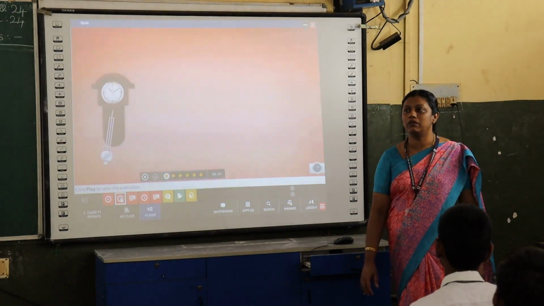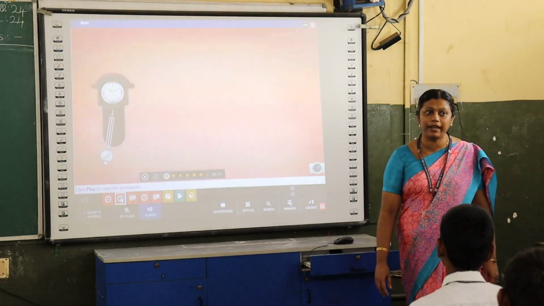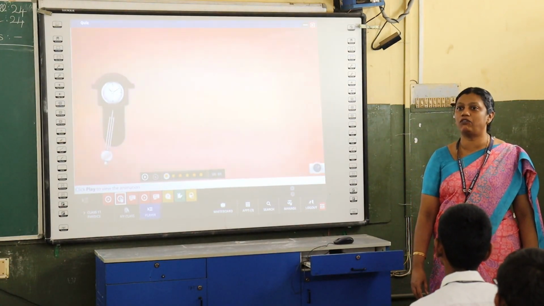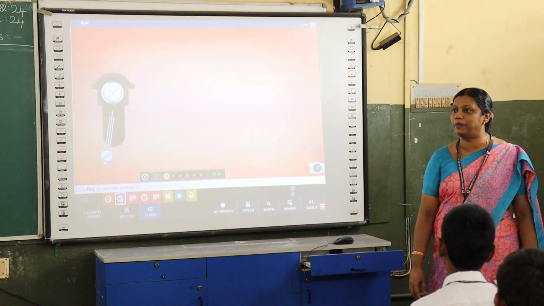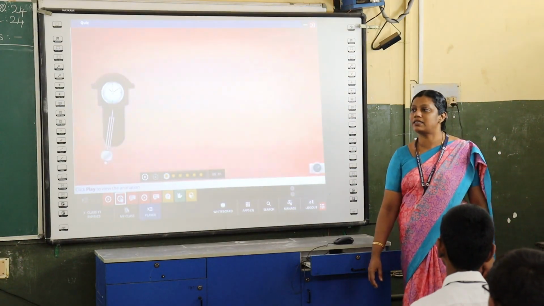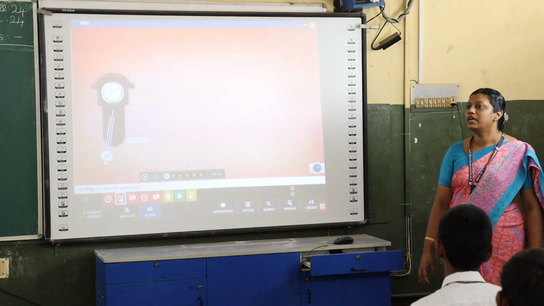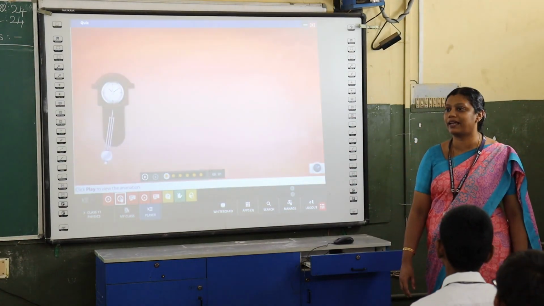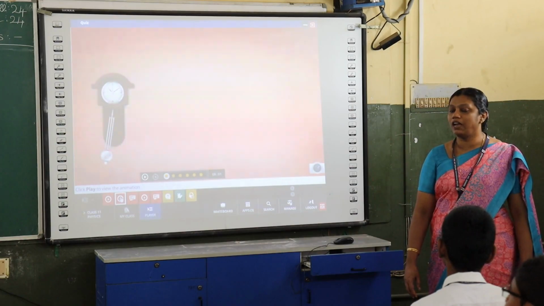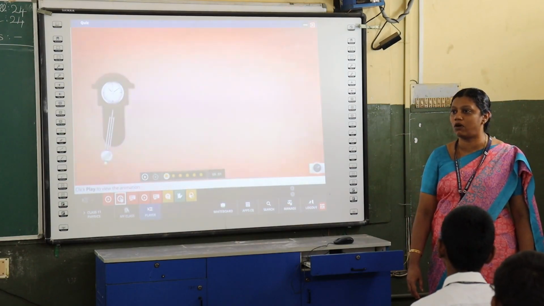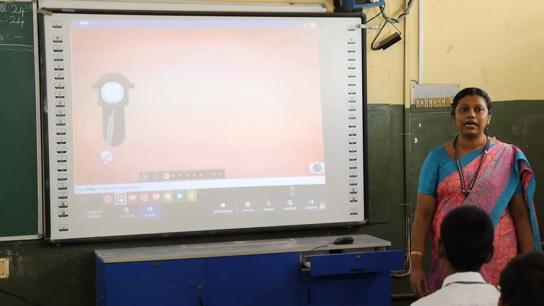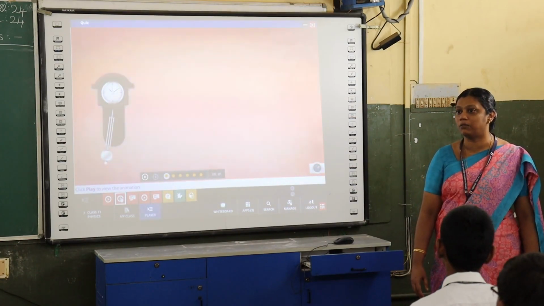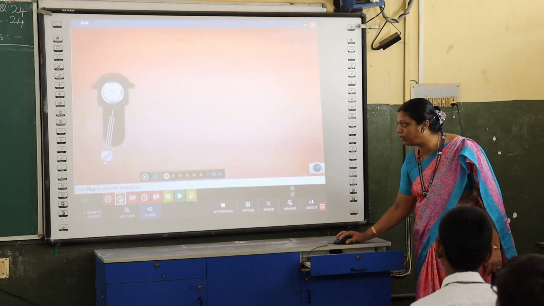Time taken by an oscillating body to complete one oscillation is called the time period. And the time period is denoted by the capital letter T. And next is frequency. What is frequency? The number of oscillations made by the body in 1 second is called frequency. Frequency is denoted by the small letter f and its unit is hertz. These are two terms related with the simple harmonic motion. Let us see the video related to this.